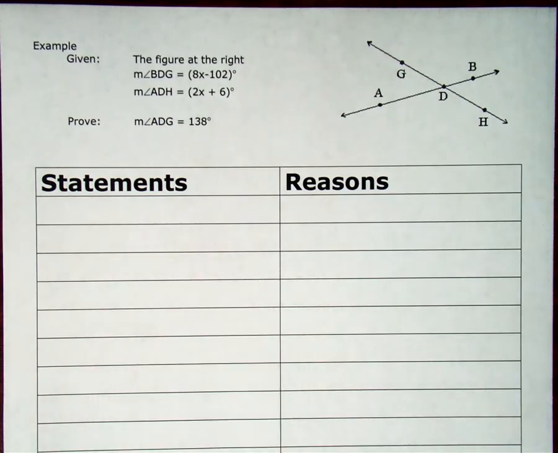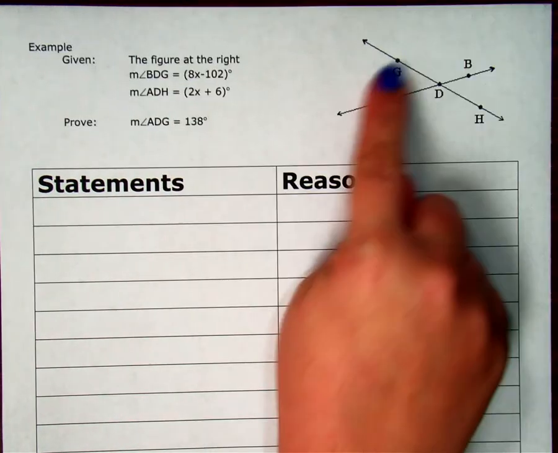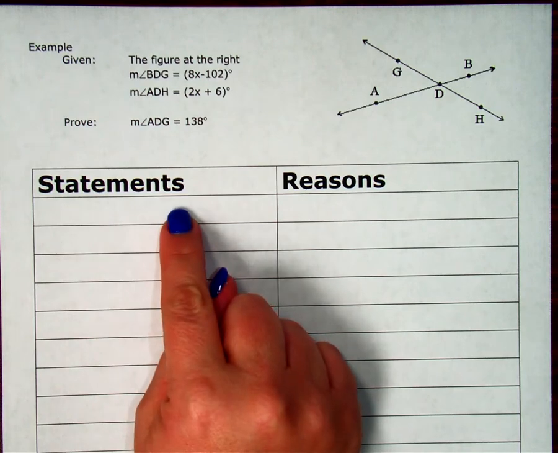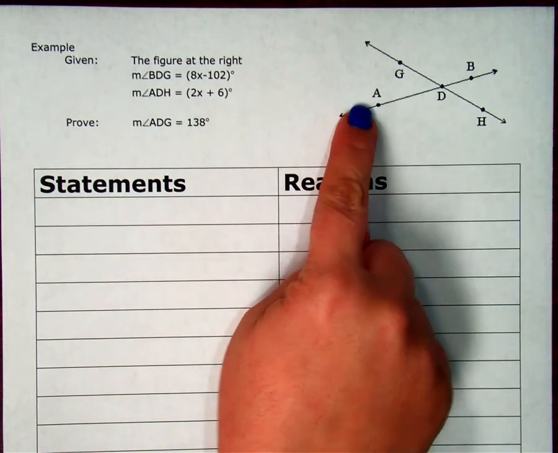Okay? Given the figure at the right, and the measure of angle BDG equals 8x minus 102, and the measure of angle ADH equals 2x plus 6, prove that the measure of angle ADG equals 138 degrees. Okay, so I'm going to start with looking at my givens, which is really kind of weird because it says given the figure at the right, but I'm not going to write here the figure at the right because, well, down here it's no longer at the right, it's up and above.